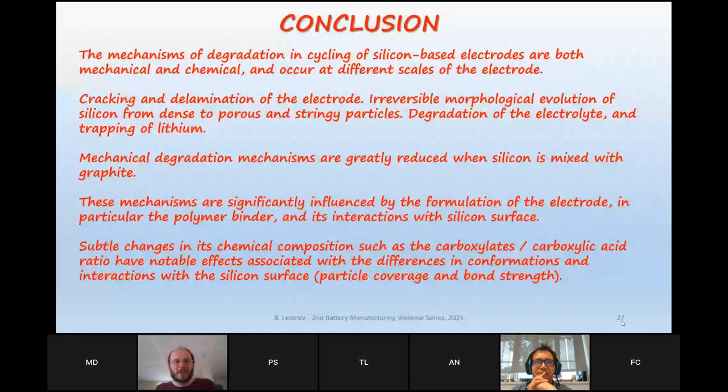We saw that the mechanical degradation mechanisms are greatly reduced when silicon is mixed with graphite, and that these mechanisms are significantly influenced by the formulation of the electrode, in particular the chemical composition of the binder and its interaction with the silicon surfaces. And what is also still fascinating to me is that very subtle changes in the binder composition, such as here the carboxylate to carboxylic acid ratio, can have significant effects, which can be related to the differences in conformation and interaction with the silicon surface. Next.